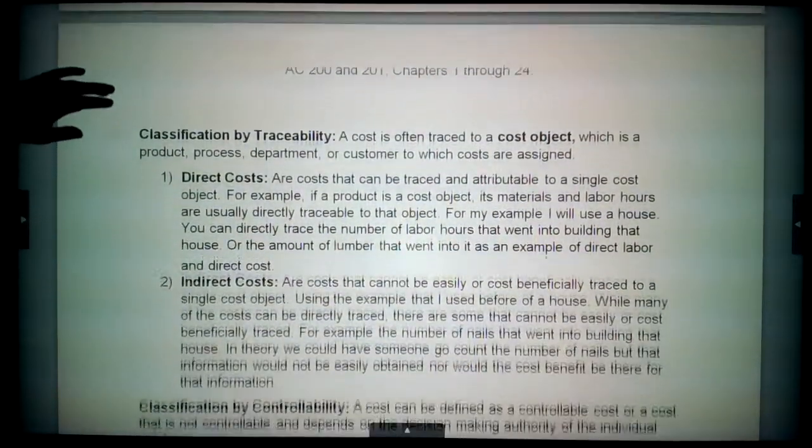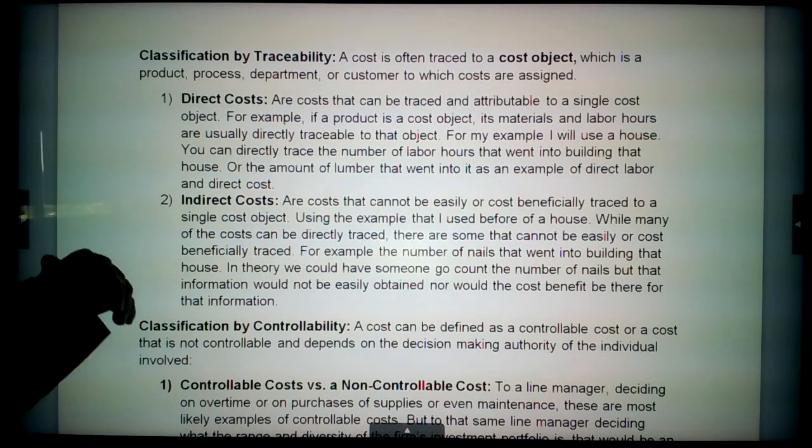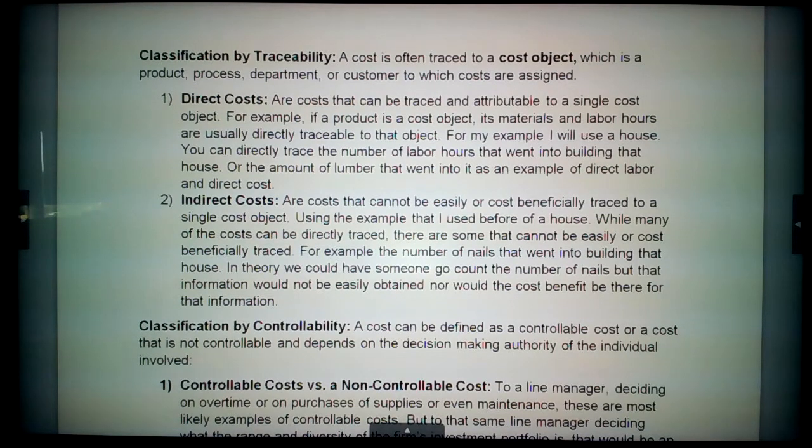Moving on, traceability. Costs can be traced either directly or indirectly to what it is you're selling. That's what we're trying to do, is assign all these costs to the products we're selling so that we can figure out how much we need to sell them for to make money. So a direct cost is one that can be traced directly back to the product we're selling, or that batch of products, or that product line. So say, for example, the wheels on a car, I can buy that wheel from the person who made it, take it over and put it right on that car.